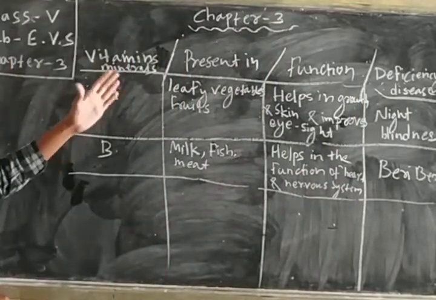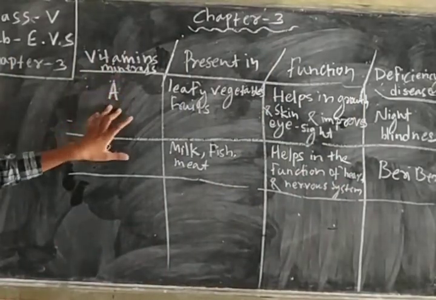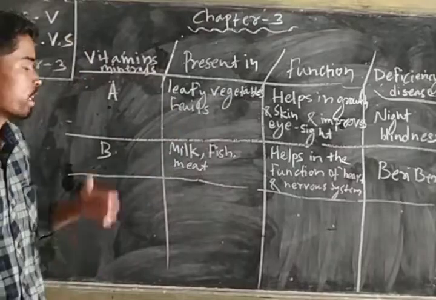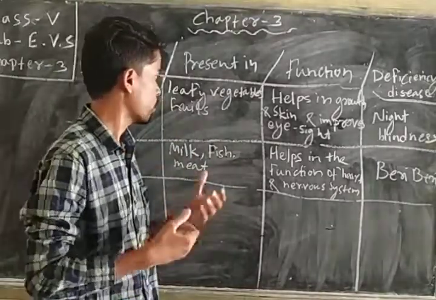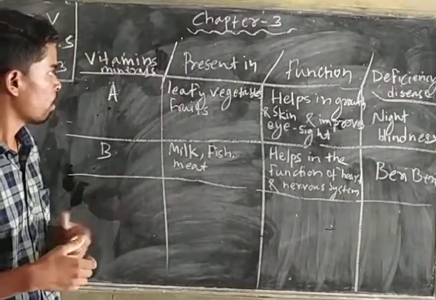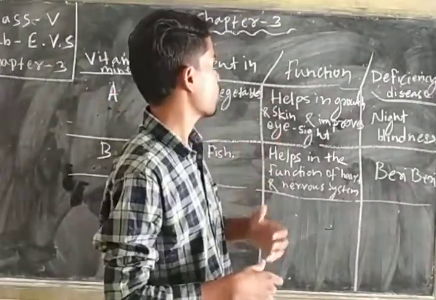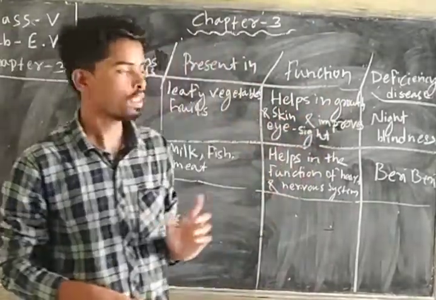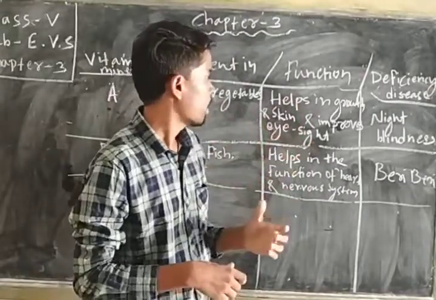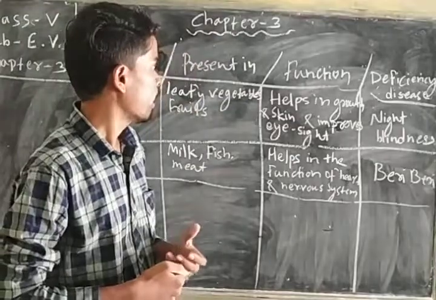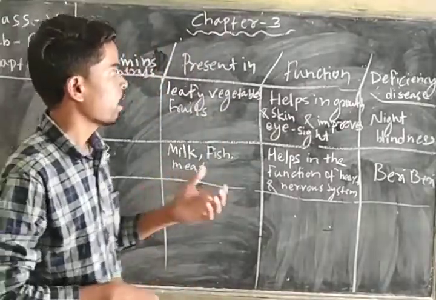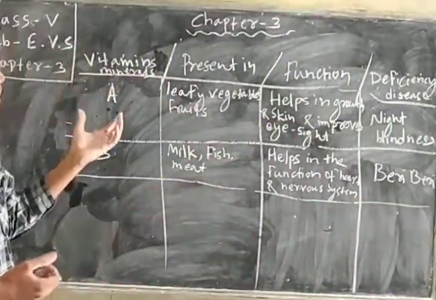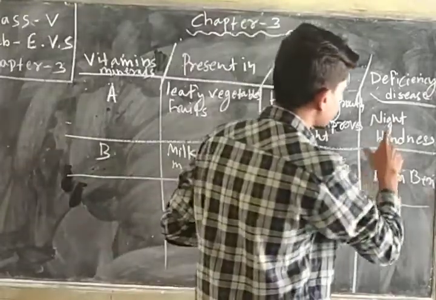So now come to the first, vitamin A. Vitamin A is present in leafy vegetables and fruits, including yellow colored fruits like mango and banana. The function of vitamin A is to help in growth and skin, and improve the eyesight. The deficiency disease, due to lack of vitamin A, is night blindness.